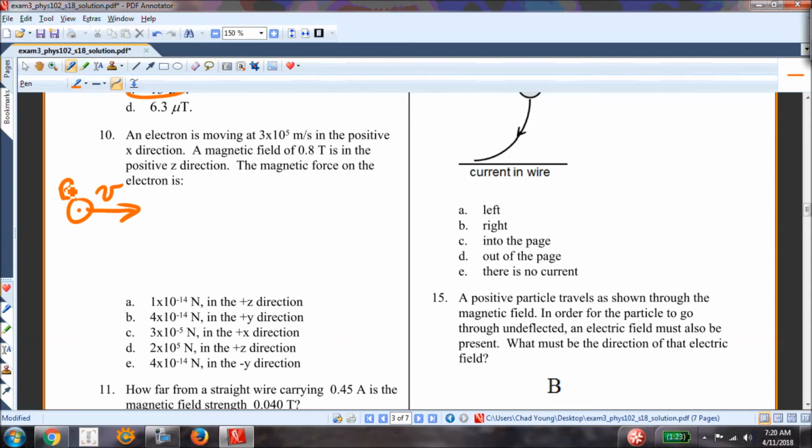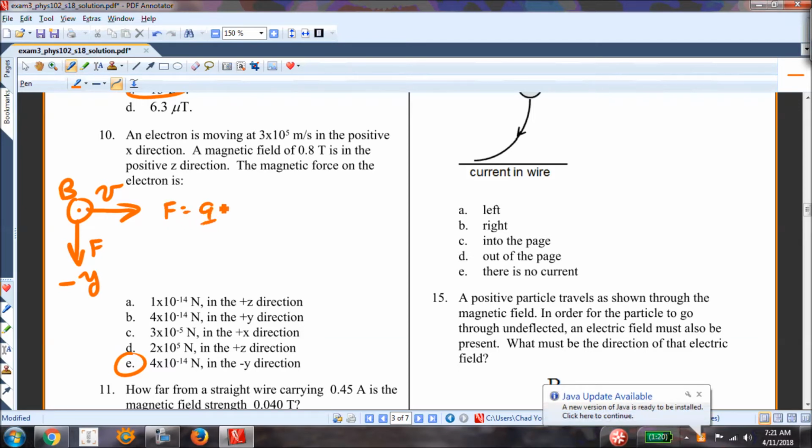Let's do our right-hand rule. V is to the right, B is out of the page. That means that the force is going to be down, that it's in the negative y direction. Oh look, we can pick the answer here. That has to be E because that's the only one with negative y direction. Let's go ahead and find out the magnetic force.